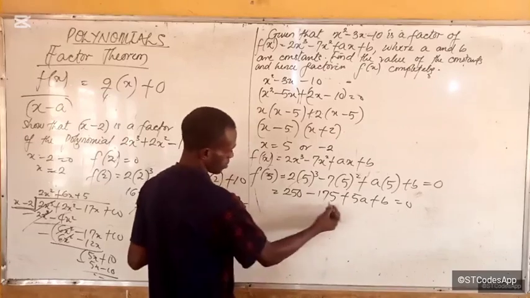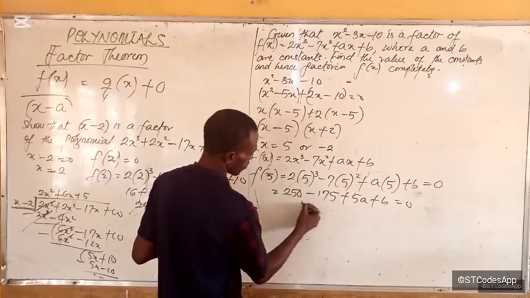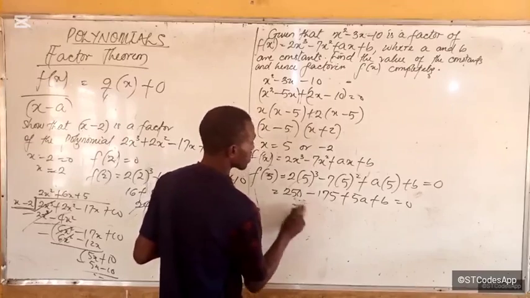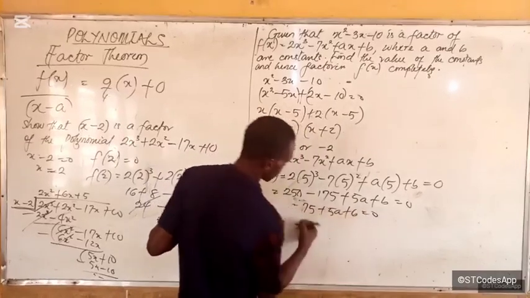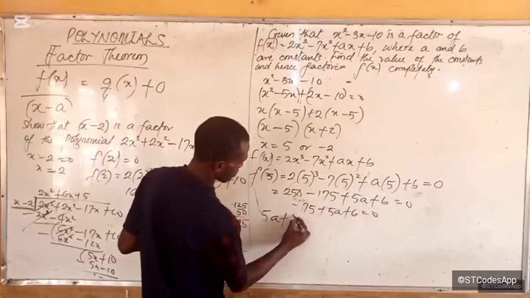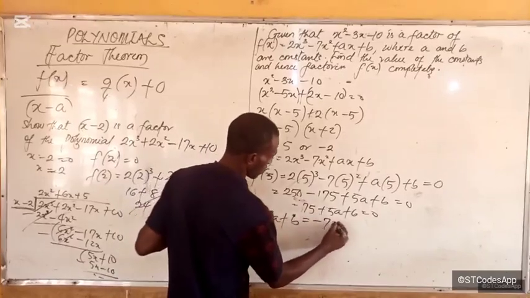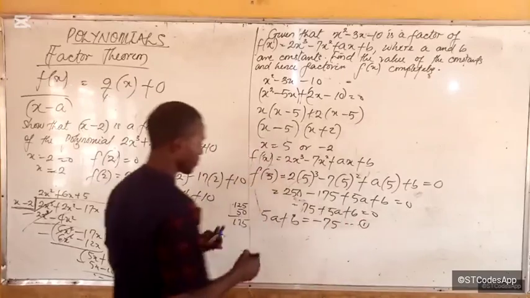Okay, yes. So 75, so that will be minus 7. That will be 75 plus 5a plus b is equal to 0. So we have that 5a plus b is equal to minus 75, equation 1.